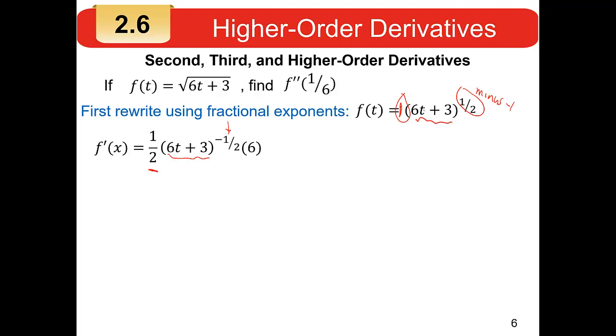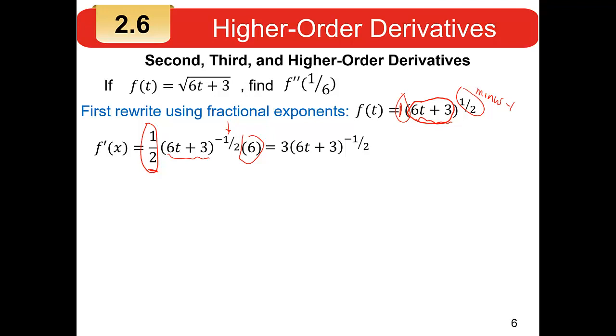And finally, by the general power rule, you have to go into the inner function, in this case the base, and take the derivative of the inside. Well, the derivative of 6t plus 3 is just going to be 6. Now it's just a matter of cleaning it up. This 6 can be multiplied by the 1/2, and half of 6 is 3. So you get 3 times the quantity 6t plus 3 to the negative 1/2.